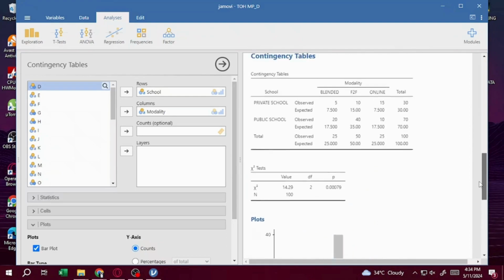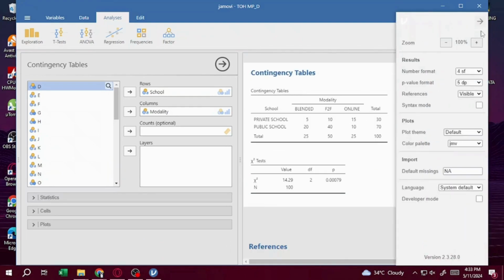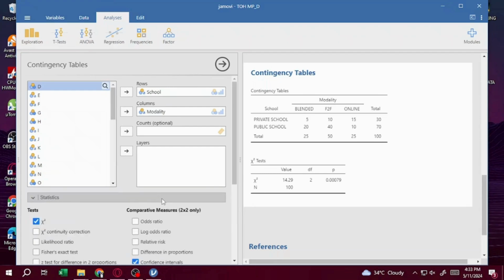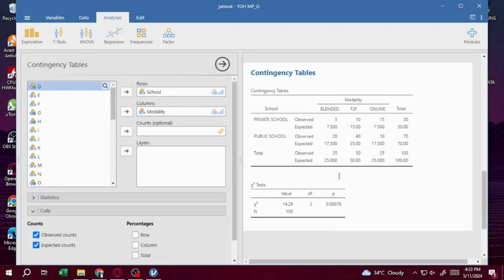On the uppermost right, there are these three vertical dots that, once clicked, will show additional features such as the option to change the number format and the p-value format, where we can select to consider additional decimal points and significant figures. It may range from 3, 5, and even 16. And this is how you use Jamovi in processing the chi-square test of homogeneity.